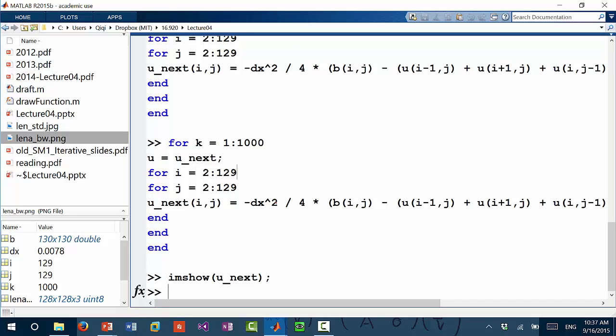Exactly. Good. If we know the boundary condition is a certain value, is a Dirichlet boundary condition, we'll set it in the beginning. And every iteration, because we are doing U equal to U next, that is automatically copied. What if the boundary condition is a Neumann boundary condition, which means the derivative normal to the domain is equal to something? Let's say is equal to 0. What would you do?